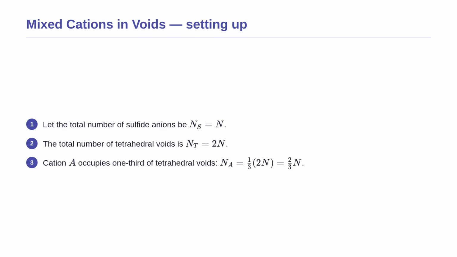Let us look at a slightly more complex scenario, common in geology, where multiple metals share the same framework. Here, sulfide anions form the lattice. Cations of type A occupy one-third of tetrahedral voids and type B occupy all octahedral voids. We start by setting the sulfide anions to N. Next, we calculate the tetrahedral voids, which are always twice the packing atoms, giving 2N. Since cation A occupies one-third of these, we multiply one-third by 2N, showing there are 2/3 N of cation A.